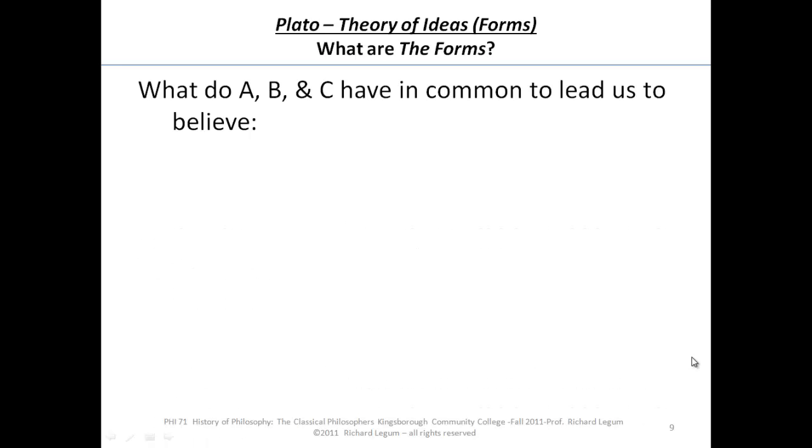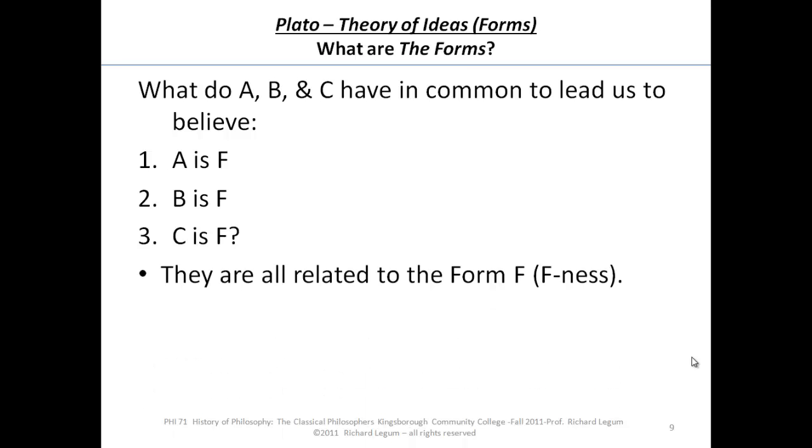make it a generic one. That is, let's say we have objects A, B, and C, and they have something in common. Well, what do A, B, and C have in common to lead us to believe that A is F, B is F, and C is F? That is, what do they have in common? They have F in common, right? But what the answer is, according to Plato, is that they're all related to the form F, or Fness.